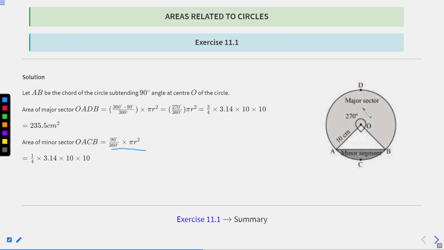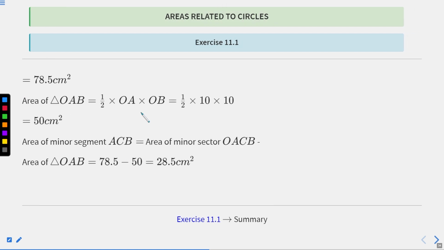Now the area of triangle OAB. The area of this triangle OAB is equal to 1 by 2 times OA into OB, that is equal to 1 by 2 into 10 into 10, and this is equal to 50 centimeter square.